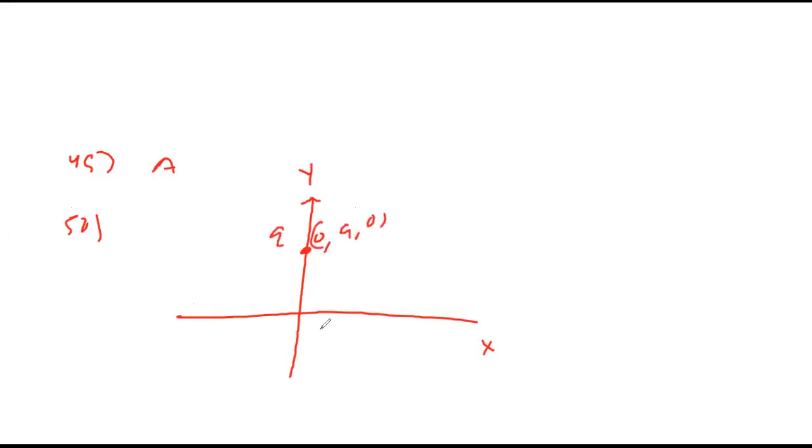58. 3-point charges Q, minus 2Q and plus Q are situated in space at point 0, A, 0 and A, 0, 0. What is the meaning of 0, A, 0? There is one charge Q situated on y-axis at distance of A from origin.